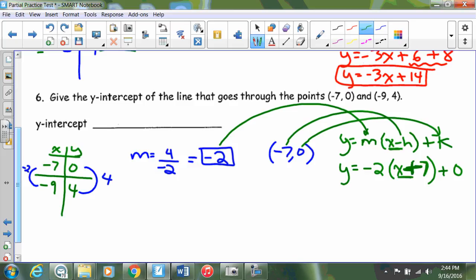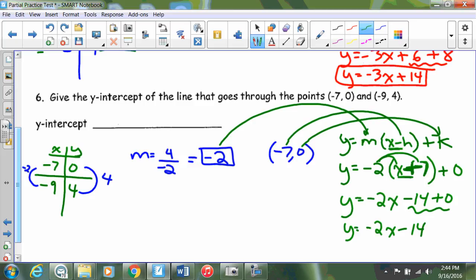So now when we distribute, we're distributing negative 2 to x, and we're distributing negative 2 to 7. And of course, we could put the plus 0, or we could just leave it out because it doesn't matter anyway. Okay? And if you did what I just did, which is like, okay, yay, I went ahead and got the equation, I'm done. But really what they asked for is the y-intercept. So let's stop. Our y-intercept is a negative 14, and that's what we'll write.